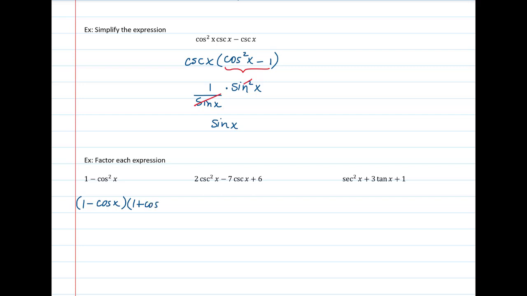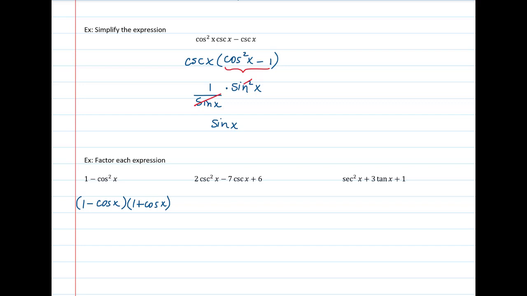So 1 is the same thing as 1 squared, minus cosine squared of x. And we know to factor this out is 1 minus cosine x times 1 plus cosine x. And that's it. We factored it. We're not necessarily simplifying here. We're just practicing our factoring techniques, okay?